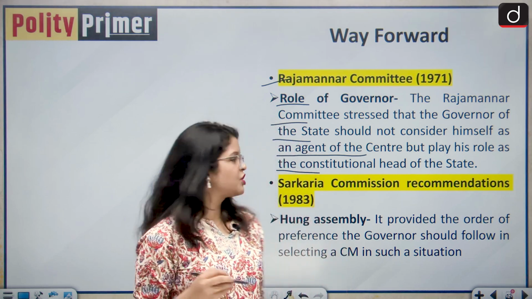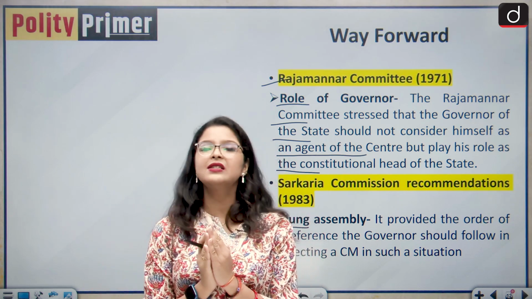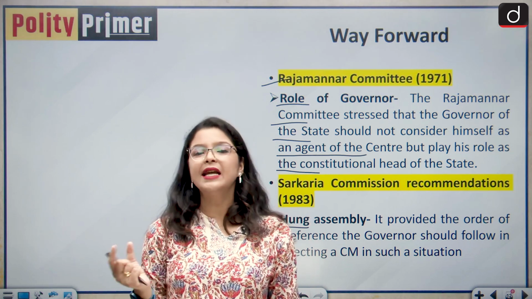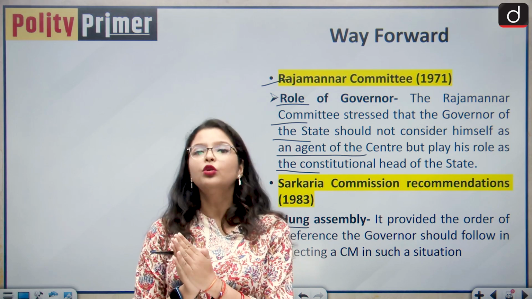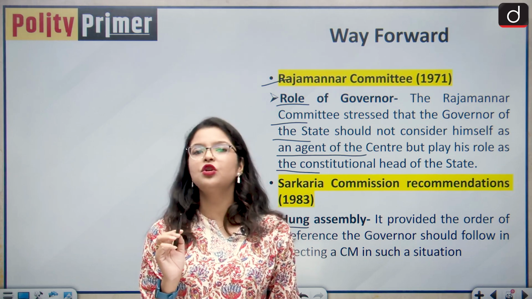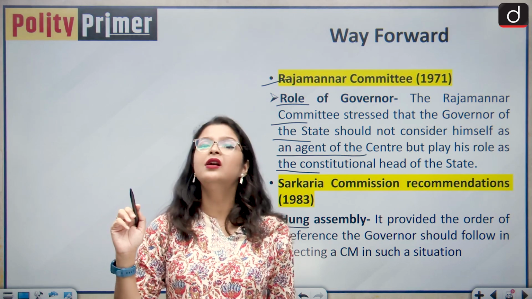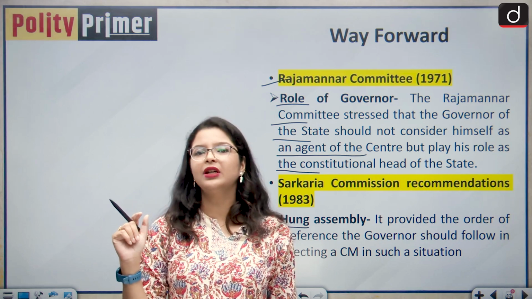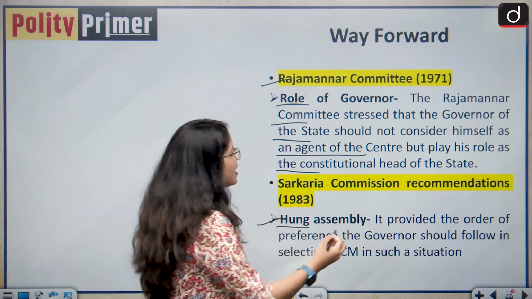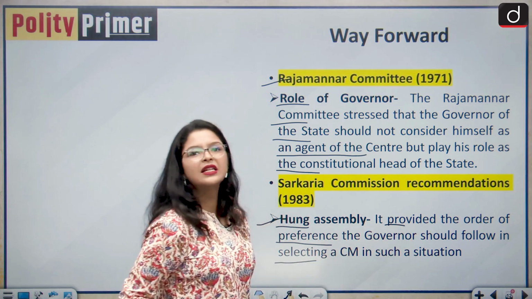Then comes the Sarkaria Commission. On the hung assembly provision, a hung assembly is when no political party is able to achieve a clear-cut majority on the floor of the house. So the governor is then empowered to call any of the political parties to prove its majority on the floor of the house. This is completely at the discretion of the governor, and I have explained this by an example of the Maharashtra governor calling Devendra Fadnavis to prove his majority on the floor of the house. So on this hung assembly issue, the Sarkaria Commission provided the order of preference the governor should follow in selecting a chief minister in such a situation.